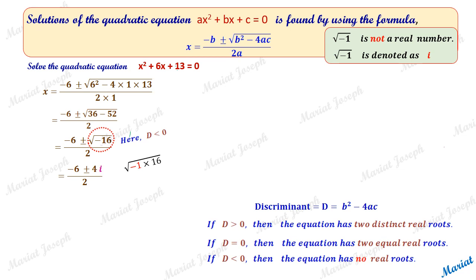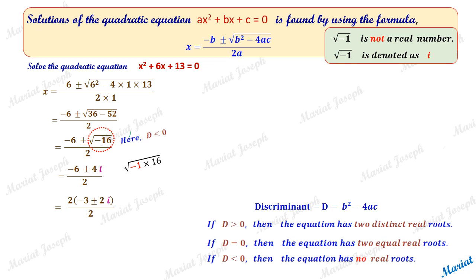Now that 4i, we are writing plus or minus just because the formula has the plus or minus. This plus or minus is copied, because of which we are now getting two solutions. Which are the two solutions? (−6 + 4i) / 2 and (−6 − 4i) / 2. These are the two solutions.